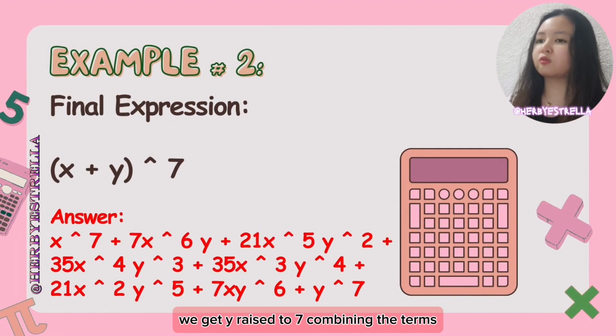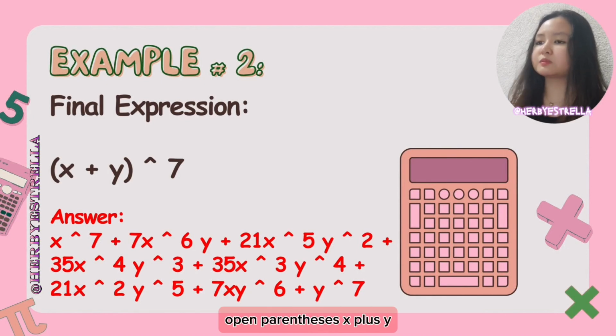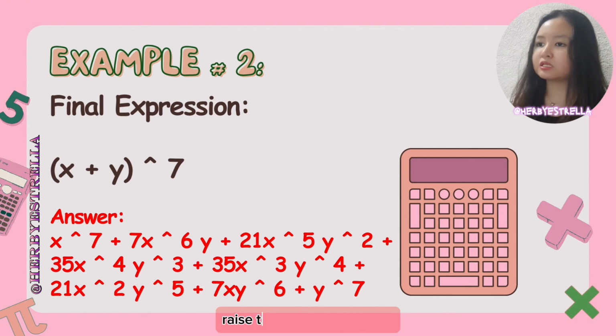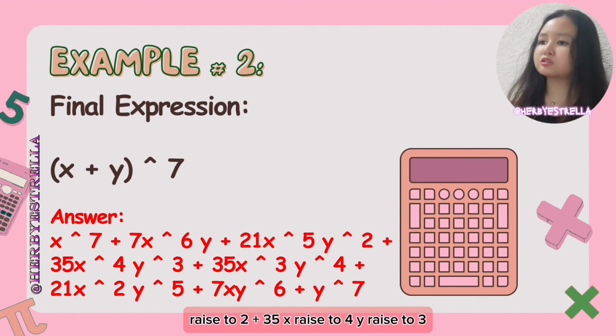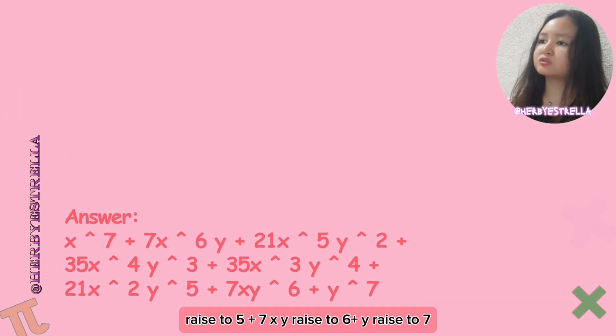Combining the terms. Combining all terms, we get the expanded expression (x + y)^7 equals x^7 plus 7x^6y plus 21x^5y^2 plus 35x^4y^3 plus 35x^3y^4 plus 21x^2y^5 plus 7xy^6 plus y^7.